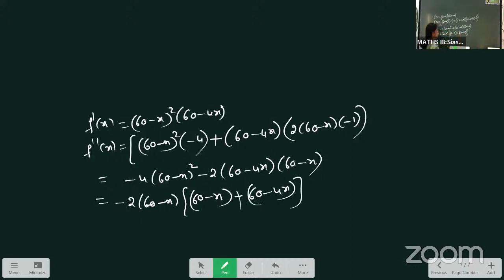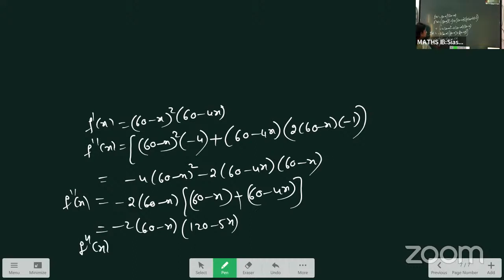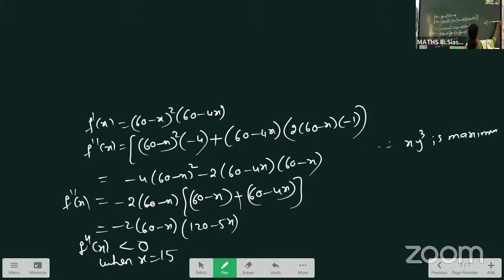So minus also taken in common. So f double dash of x, anyhow, we are getting minus of something. Just simplify further: 60 minus x into 60 plus 60, 120 minus 5x. So anyhow, if you take x is equal to 15, we are getting it negative only. Therefore, f double dash of x is less than 0 when x is equal to 15. Therefore, what is the conclusion? Therefore, xy cube is maximum when x is equal to 15.